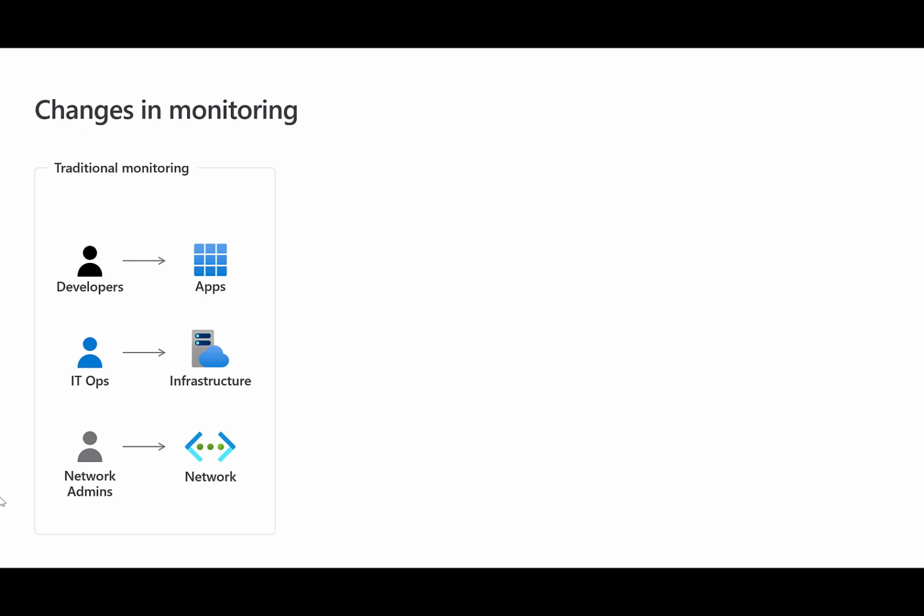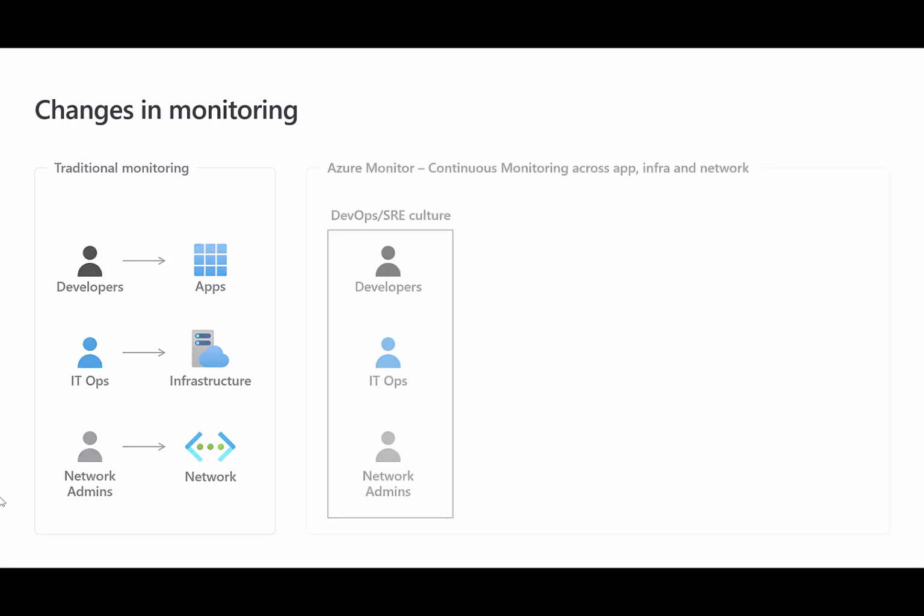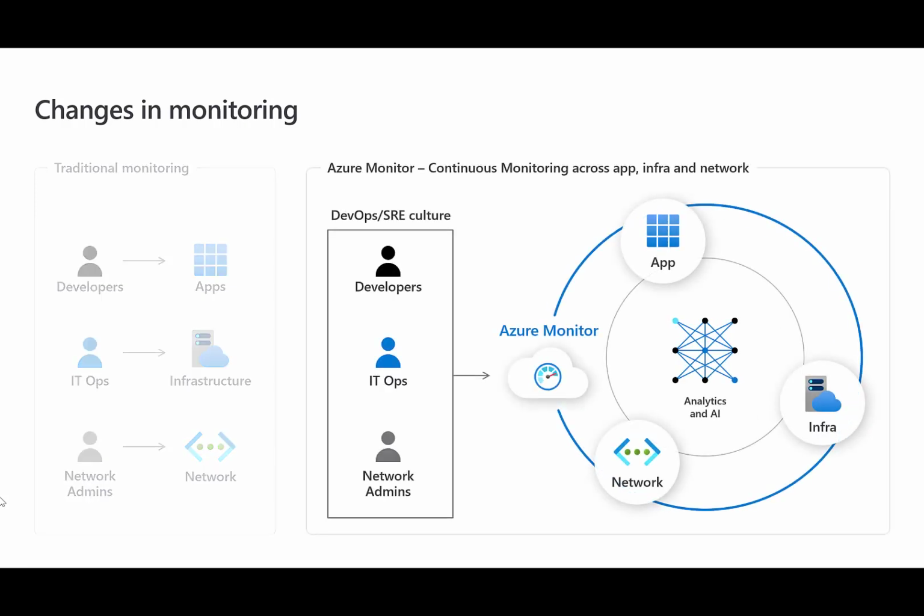Traditionally, you had specialized roles and special monitoring tools. App developers used APMs to look at app runtime issues. IT ops used infrastructure monitoring tools to take care of infrastructure issues, and network admins used packet capture and other network monitoring tools. With the introduction of DevOps and SRE culture, the responsibilities are changing. Also, with new paradigms such as microservices and containers, the traditional division of infrastructure, app, and network is breaking down.